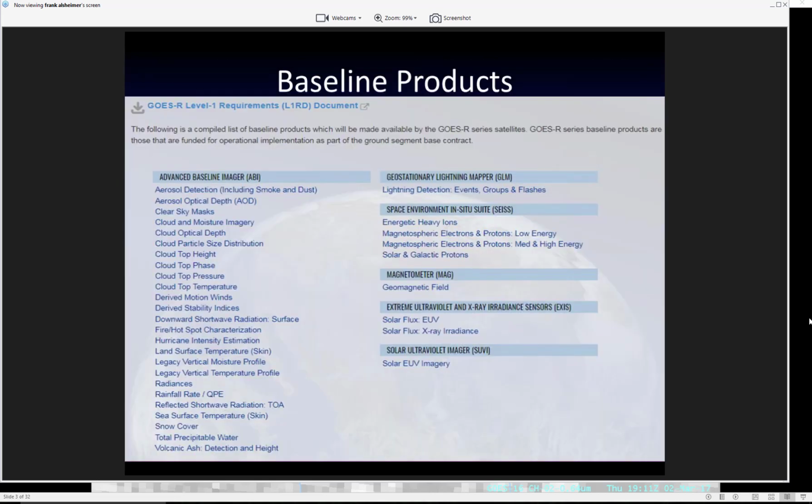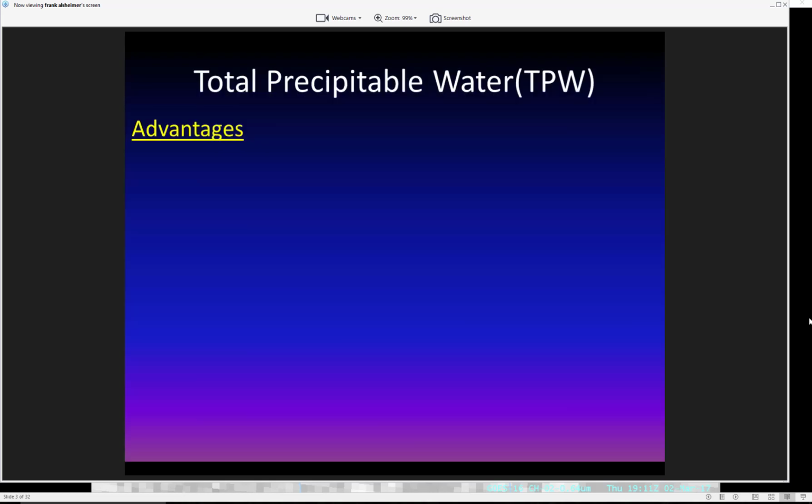So let me briefly talk about baseline products. This is the whole list of baseline products that we're going to be getting with the GOES-16 and GOES-F once it gets up there. It would take way too long to talk about all these things in a short 20-minute presentation. So the one I'm going to concentrate on for the purposes of this scenario is the total precipitable water product. This is the total precipitable water product only from GOES.